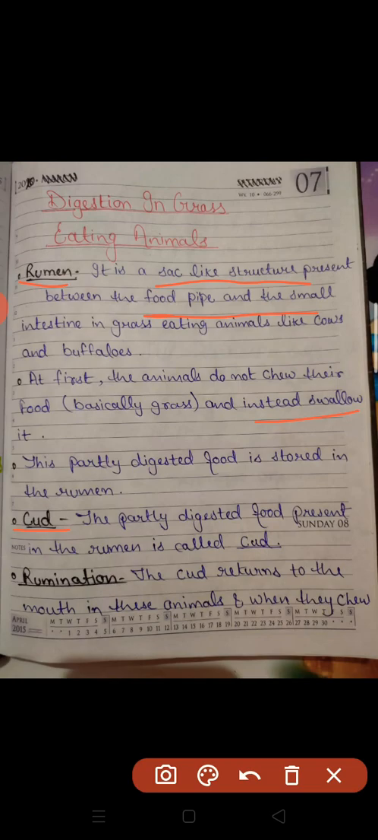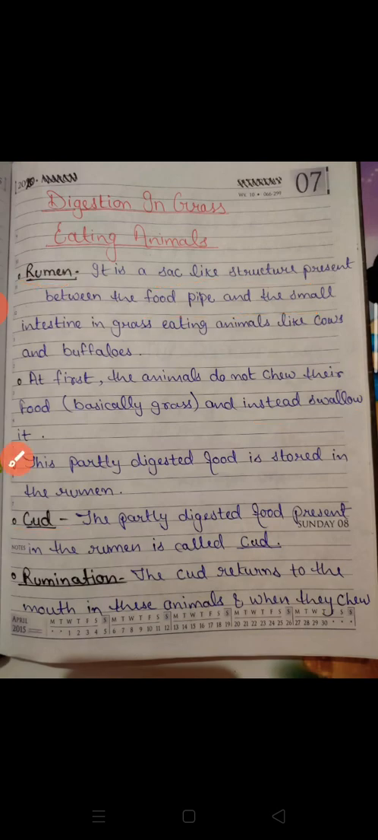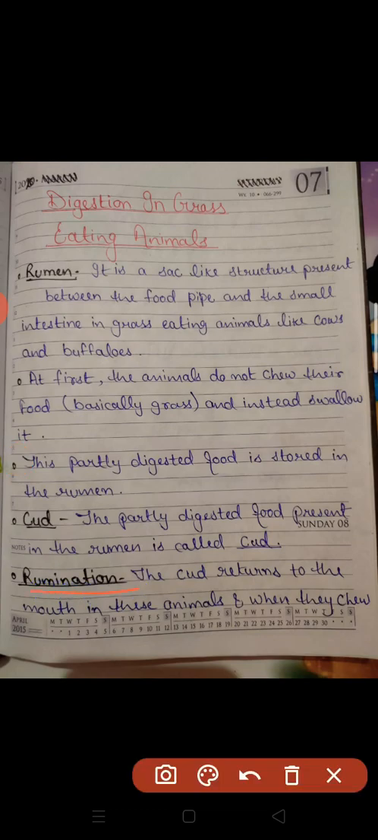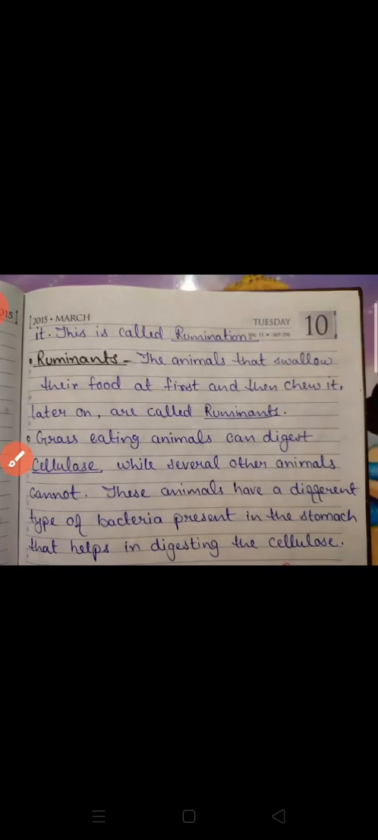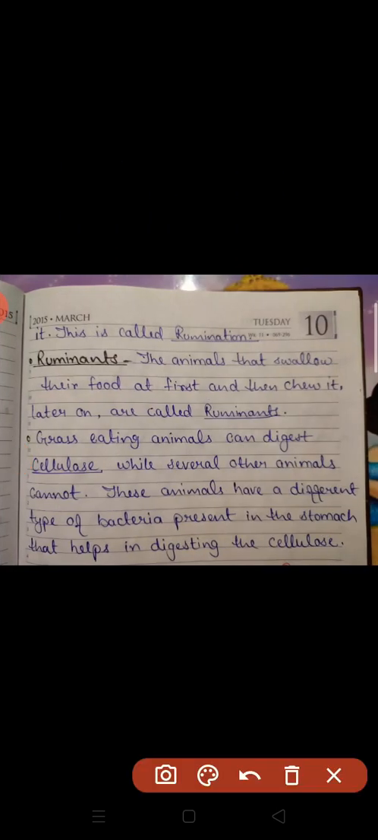When the cud returns to their mouth and they chew it again, this process is called rumination. The animals in which this process is found are called ruminants. So animals that swallow the food at first and then chew it later on are called ruminants.